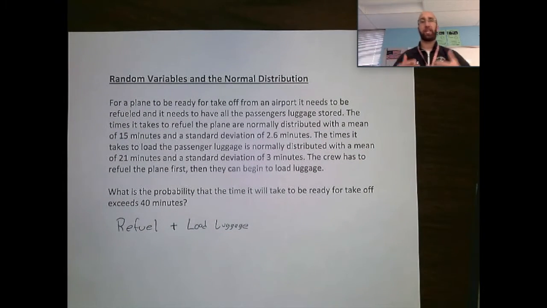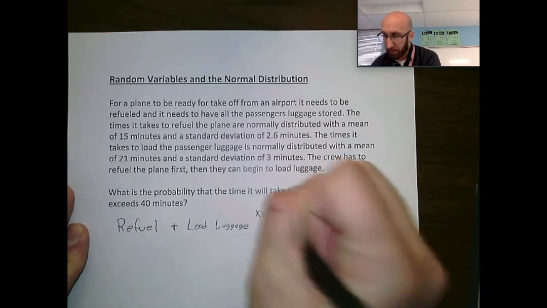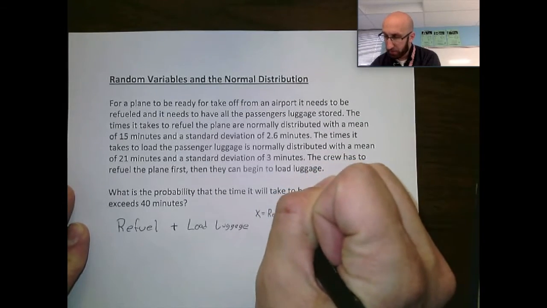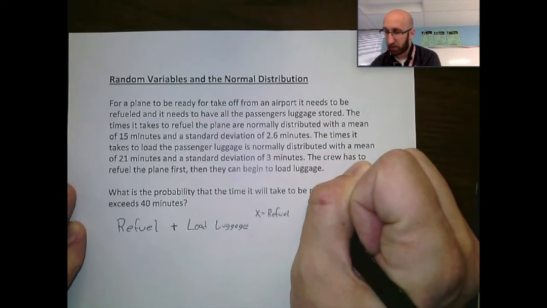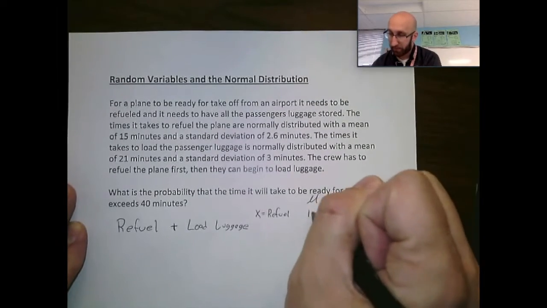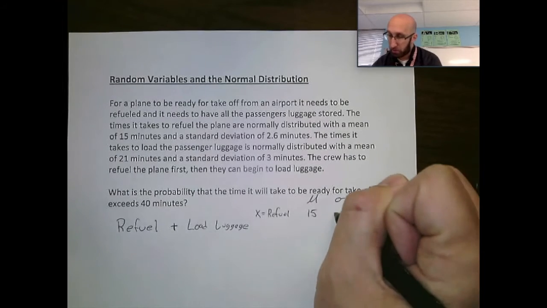The next thing I do is pull out, what's the important information in this problem? Where are my random variables? What are their means, standard deviations, and variances? One thing they talk about, and we'll call this X, is refueling. They say the mean for this is 15 minutes. The standard deviation is 2.6 minutes.